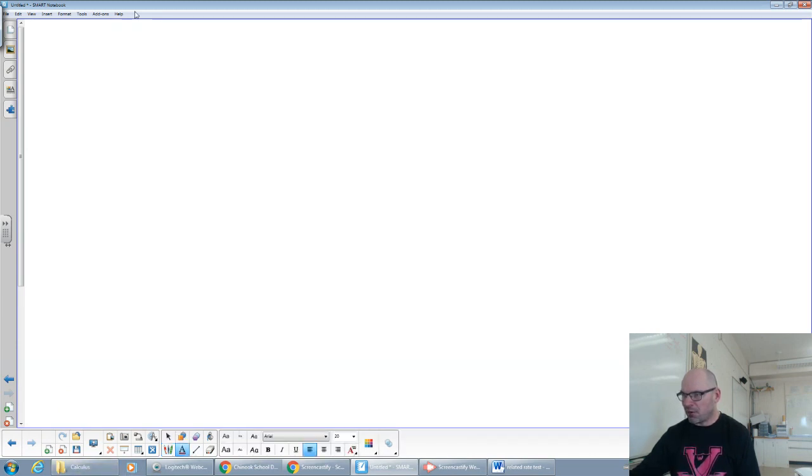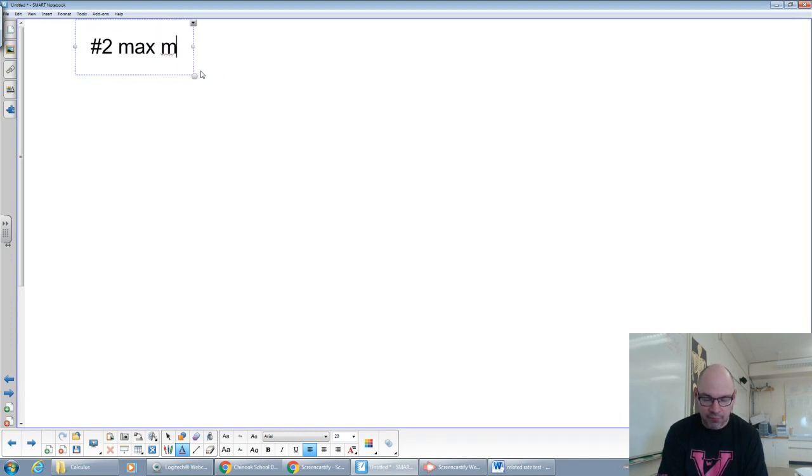The most common one that I usually stick on there is the perimeter area one. So number 2 is a max min cost question, or area question, or something like that. We'll say cost question. And that'll be worth 4 points. So let's do an example of that.